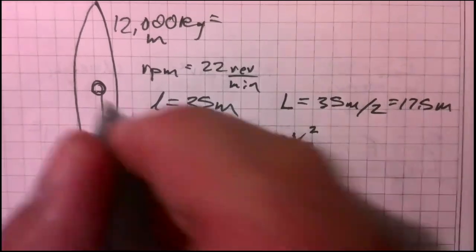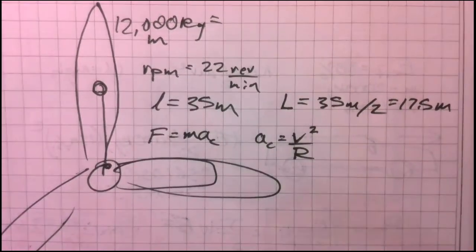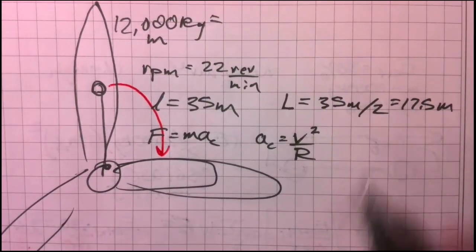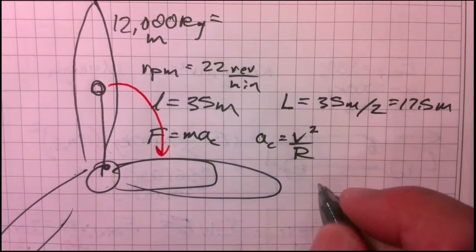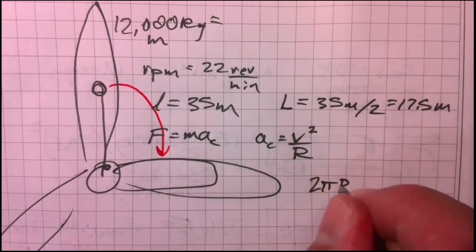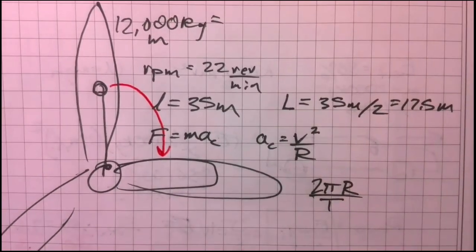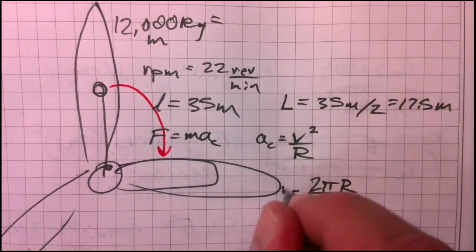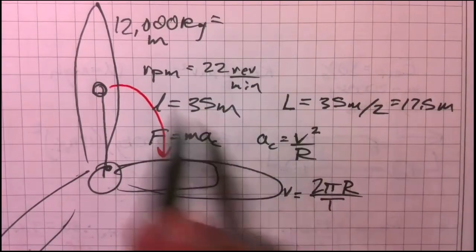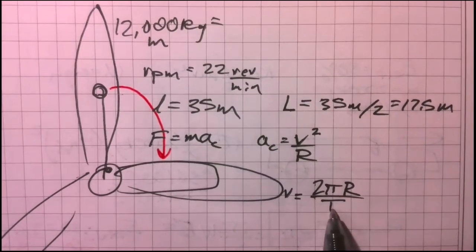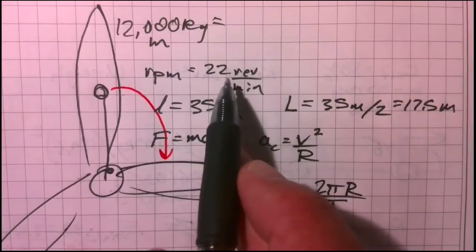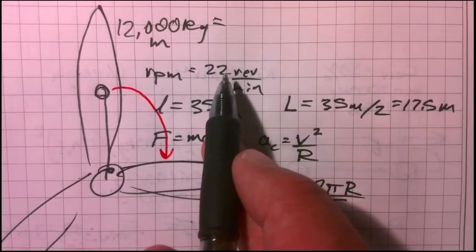If something's rotating in a circle, we're going to ask, what is the circumference of my circle? That's 2 pi r, and then we divide that by the period T, and this is going to give us v. This is basically the total distance that this point is going to travel, divided by our time. And the period is how long it takes to complete one revolution.